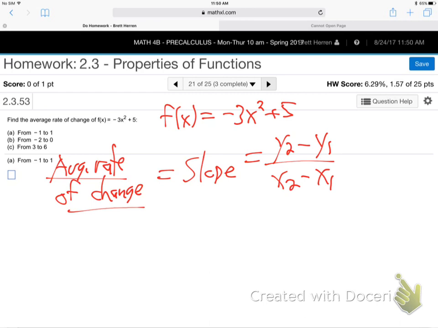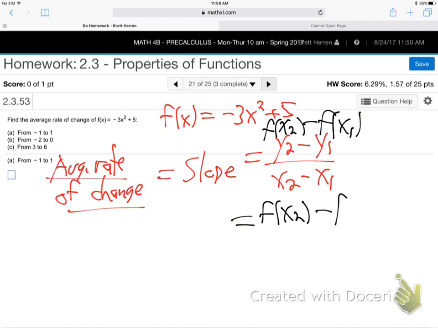But instead of y2 and y1, what is y values? It's f. Remember y values are f values? f of x2 minus f of x1. Yeah, so what you'll really use is f of x2 minus f of x1 over x2 minus x1. So it's the slope formula, but instead of the y's, we have a function. So it's f of x2 and f of x1. That is y2, y1.